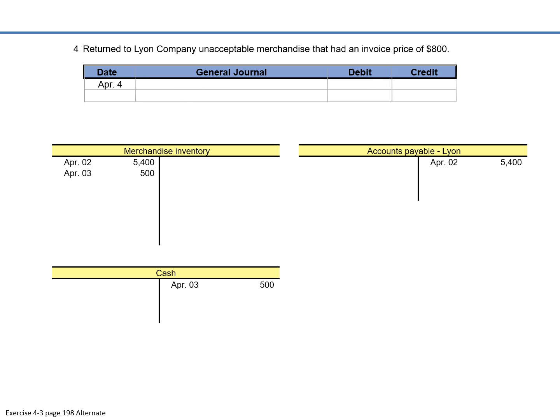In the third transaction, Lyons Company returned unacceptable merchandise that had an invoice price of $800. So when we return goods, we reduce our inventory and we'll reduce the amount that we owe the vendor, right? So we reduce accounts payable with debits. So we're going to reduce accounts payable to Lyons by $800 debit. And we're going to reduce our merchandise inventory by $800 credit. Post both of those to the T accounts. Debits to the left side, credits to the right side.